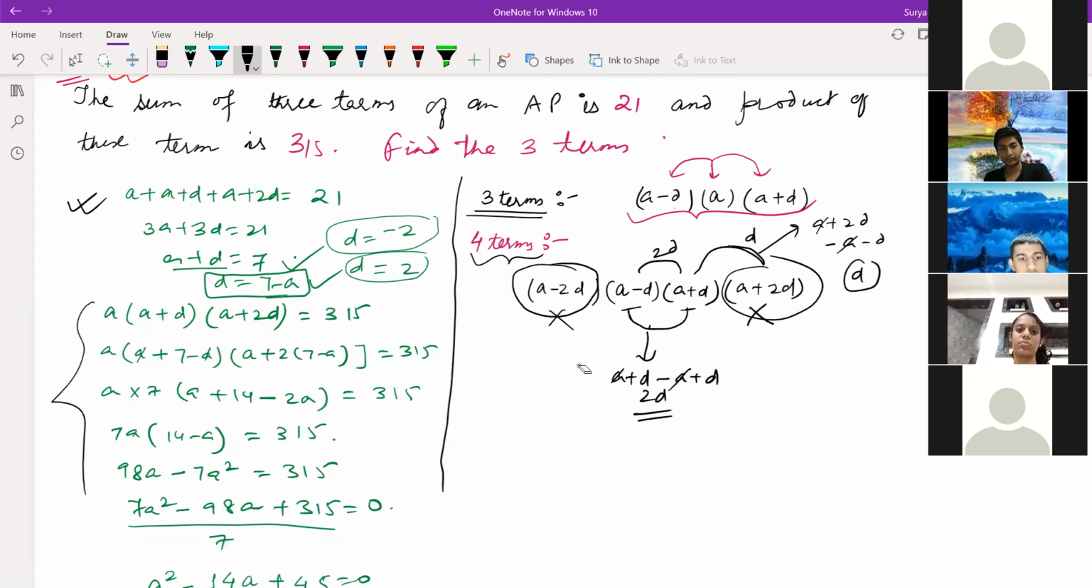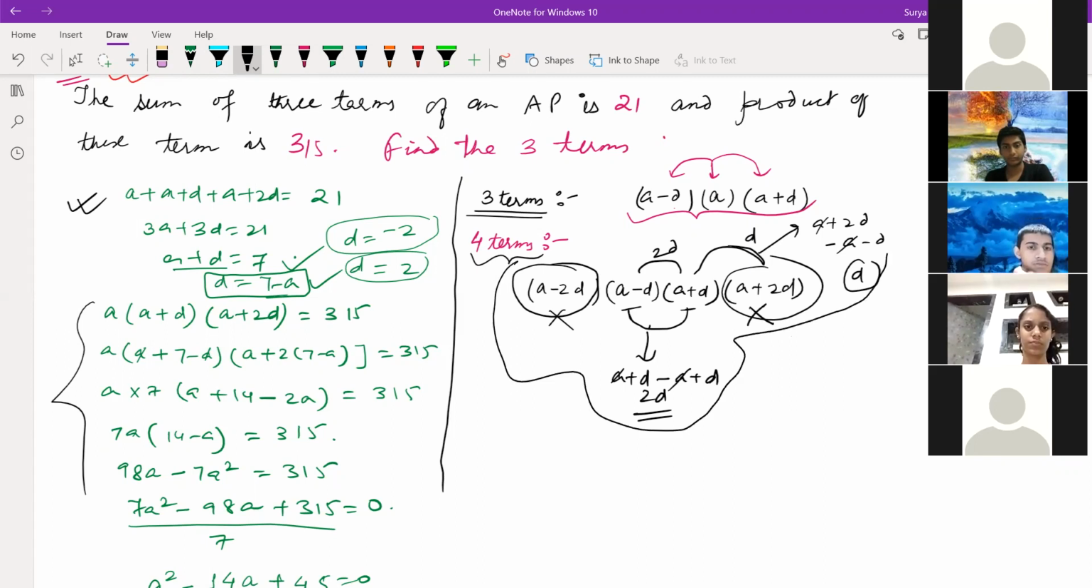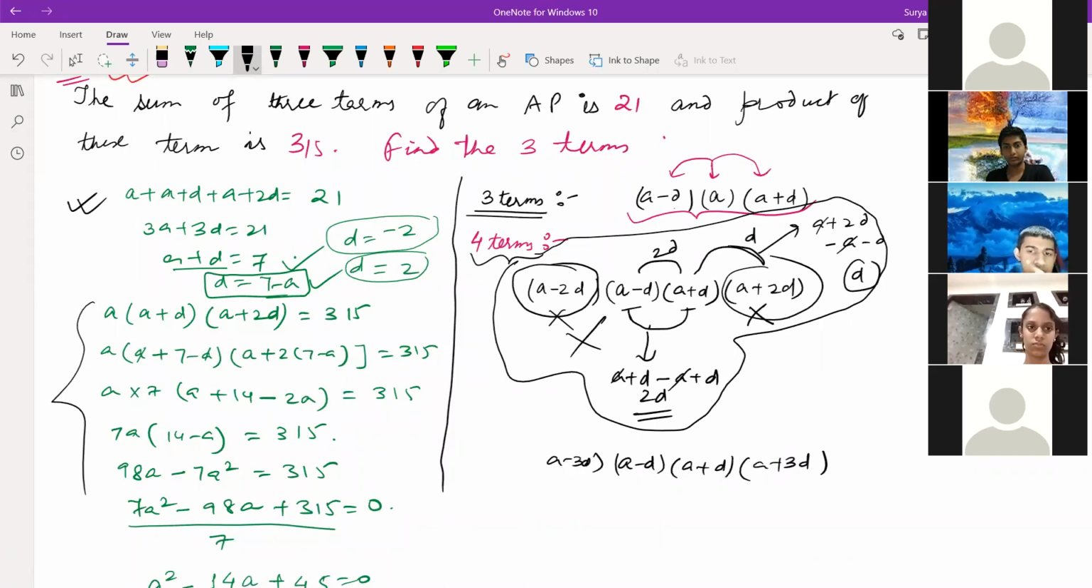Chanchal, is it clear to you what I'm writing here? Shreyas, you are getting this? For the fifth term, you can write this. So again, what to write for the fourth term? Think and tell me. If this is not the correct answer, then what should we write? a minus d and a plus d are the same. So a minus 3d and a plus 3d we can do, because a difference of 2d we require. So this is the correct answer for four terms.